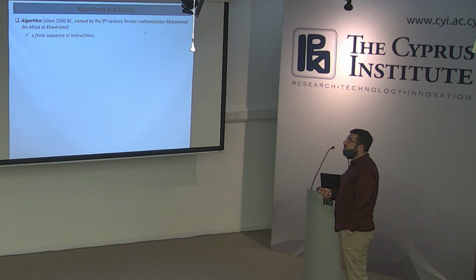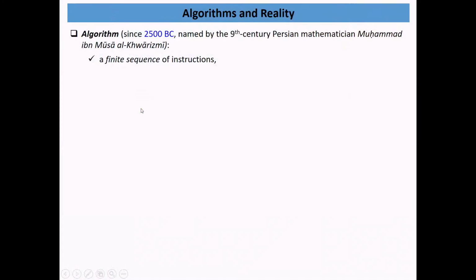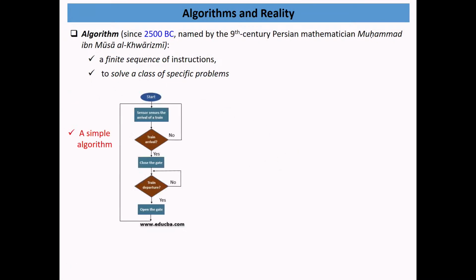And as you all know, an algorithm is nothing but just a recipe, in principle. A recipe in order to solve a problem. So this is the formal definition: a finite sequence of instructions to solve a class of specific problems. This is a very simple algorithm. Okay, you all know that. So here we use an algorithm, for example, to open or close the gate when the train arrives or departs.